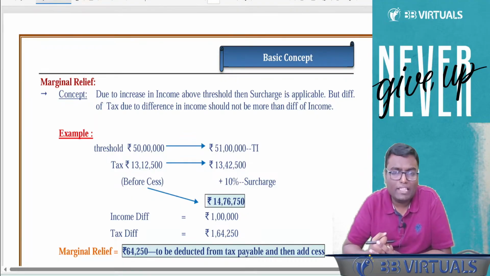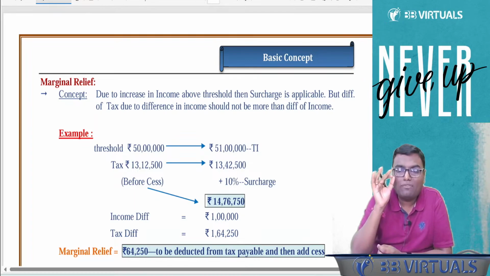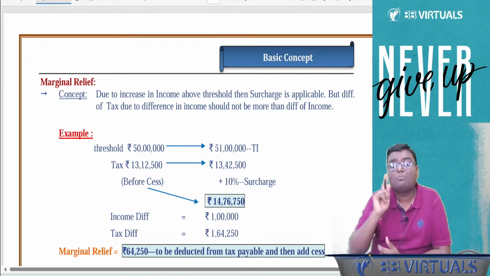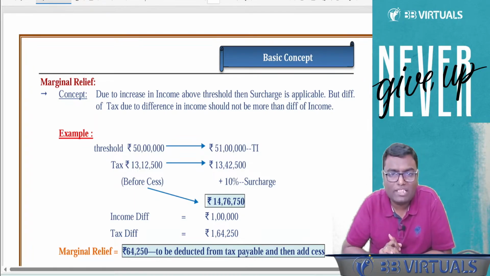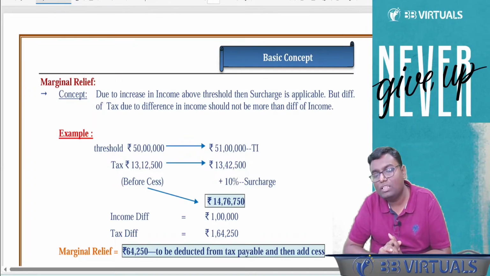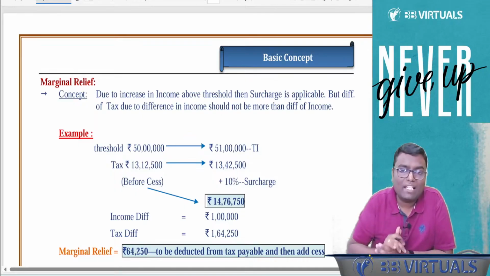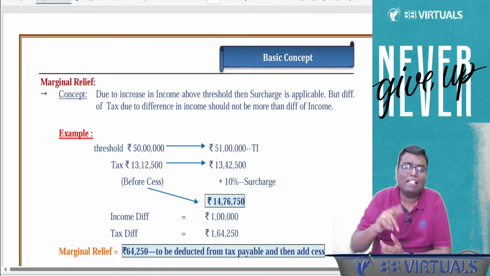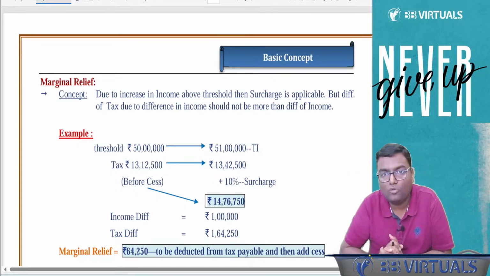Then we saw the concept called rebate under section 87A. If you are a resident individual and your total income is up to rupees 5 lakh, you will get a rebate, basic tax or 12,500, whichever is lower. And if you follow 115BAC, resident individual, total income is up to 7 lakh, what will be the rebate? Basic tax or 25,000, whichever is lower.